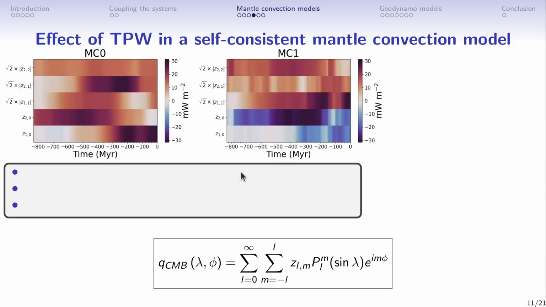So here I will show how true polar wander affects the large scales of the CMB flux. We computed the spherical harmonic decomposition of the CMB flux, and I will show the time evolution of the degree 1 and degree 2 spherical harmonic coefficients for the MC0 case before true polar wander correction and the MC1 case after true polar wander correction. And from this figure, you can see the three main effects that true polar wander has on the CMB flux.